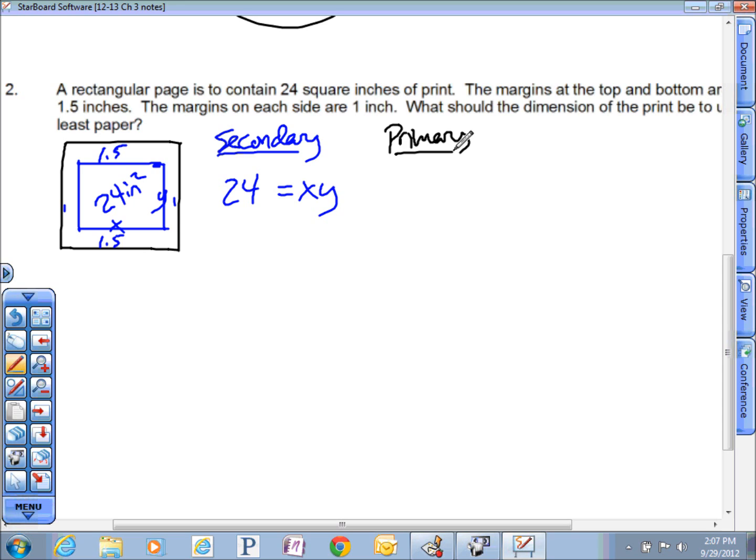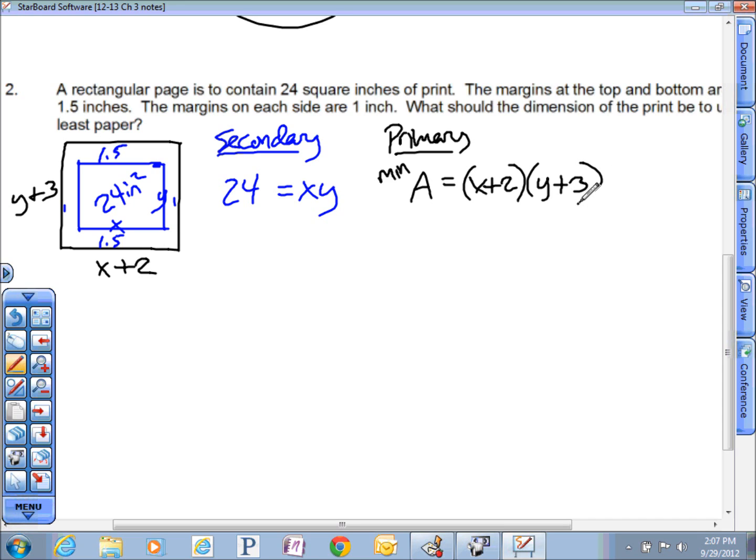This bottom dimension would be x in the middle with a 1 inch margin on each side, so this dimension would have to be x plus 2. The vertical dimension would be y in the middle plus 1.5 on each side, so that vertical dimension would have to be y plus 3. So my primary equation that we're trying to minimize would be area again, and that minimum area would be the quantity x plus 2 multiplied by y plus 3. X plus 2 times y plus 3.